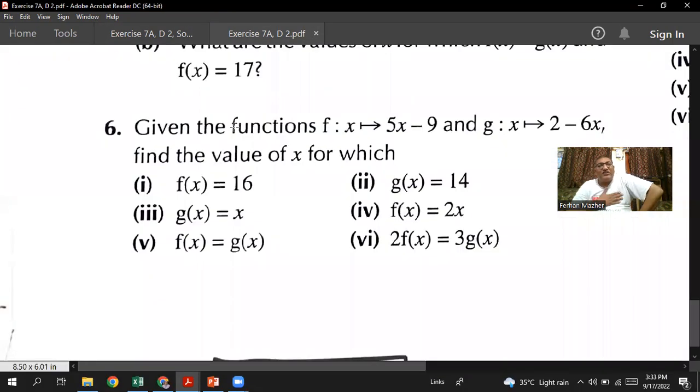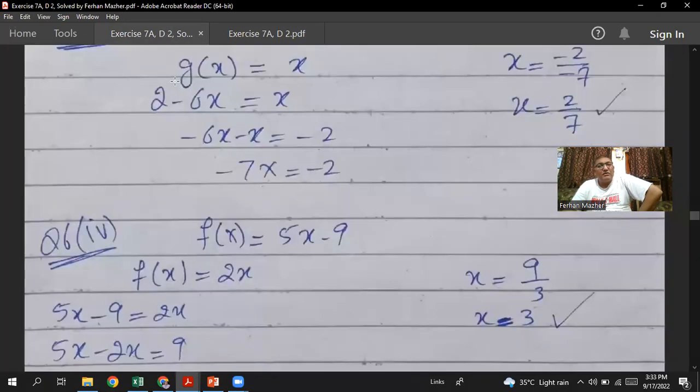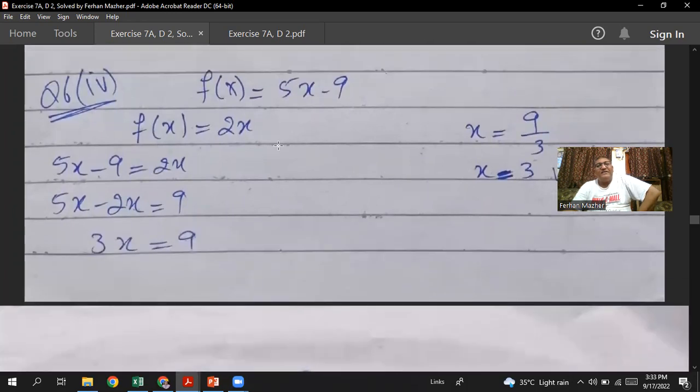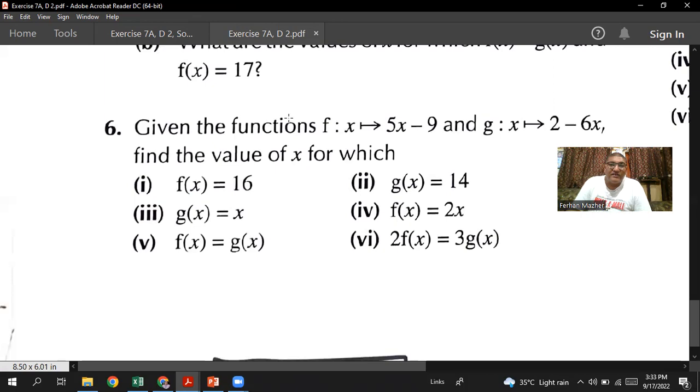Okay, in the next question, he says f of x is equal to 2x. In this part, he says f of x is 5x minus 9. He says f of x equals 2x. So that means 5x minus 9 is equal to 2x. So 5x minus 2x is equal to 9. So 3x is equal to 9. So x is equal to 9 by 3, and x will be equal to 3. So this is how you will do question number 6, fourth part.